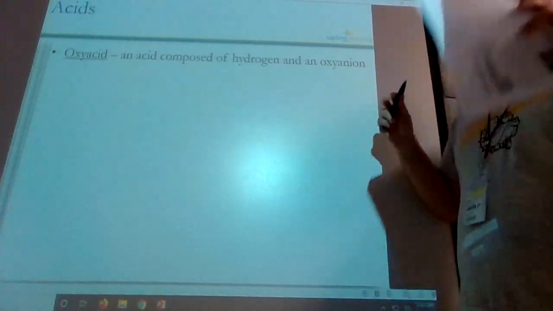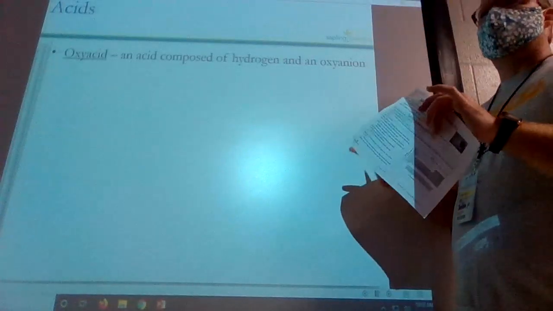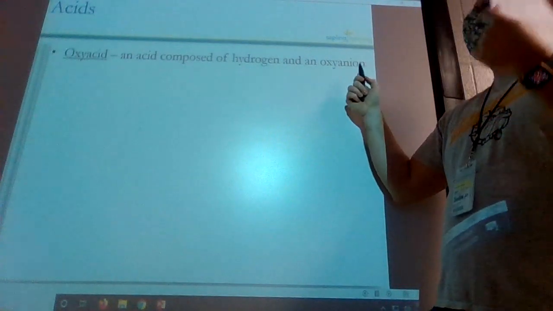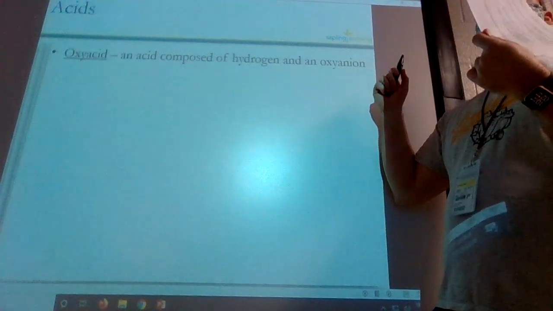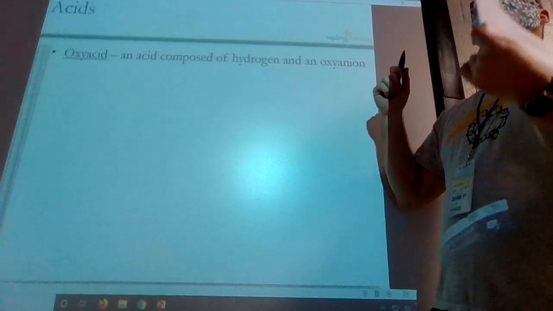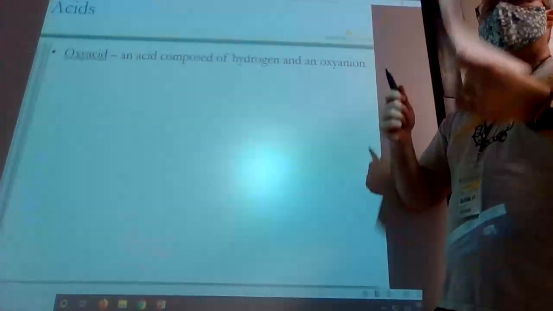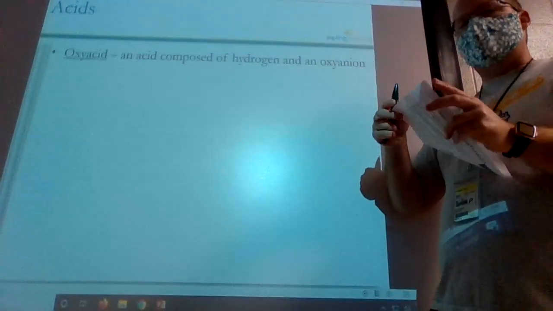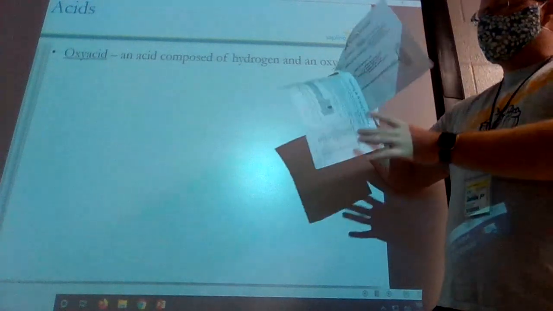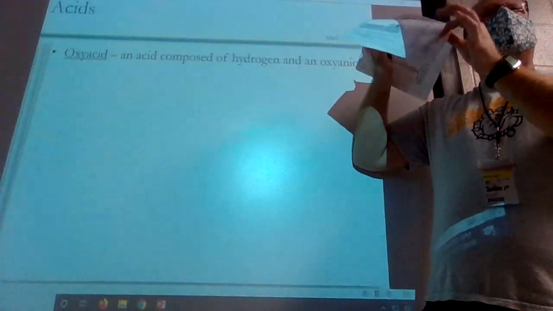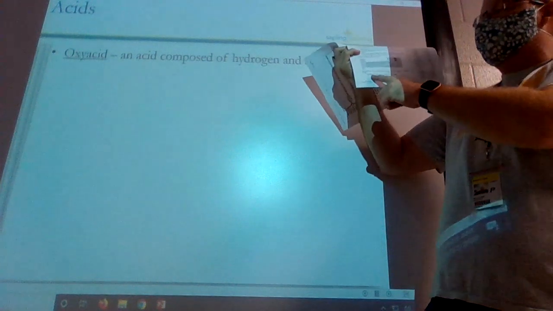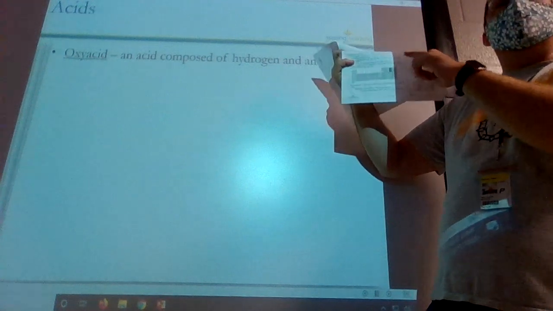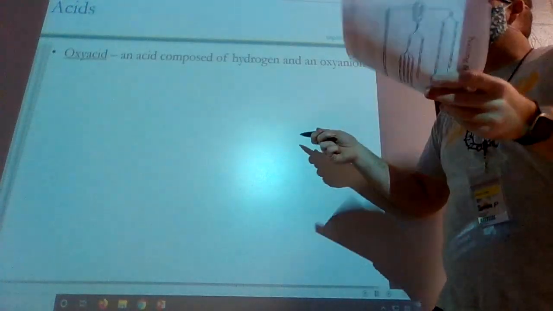So if it's a binary acid, you have the hydro at the beginning, the ic at the end, and then the word acid. Oxyacids are acids composed of hydrogen and an oxyanion, a polyatomic ion that also has oxygen in it. On one of the previous pages of the study sheet, you have that list of oxyanions, the chart here. That has a list of a lot of your oxyanions, and then we have the naming convention of per-ate, ate, ite, and hypo-ite. Does everybody remember that? Those are your oxyanion naming conventions.